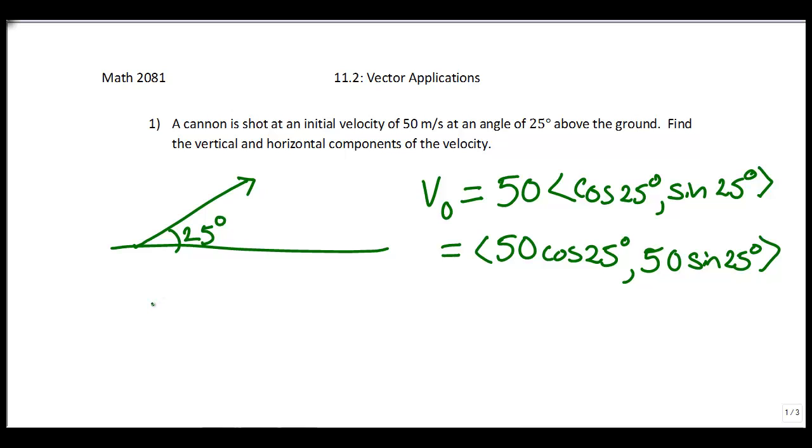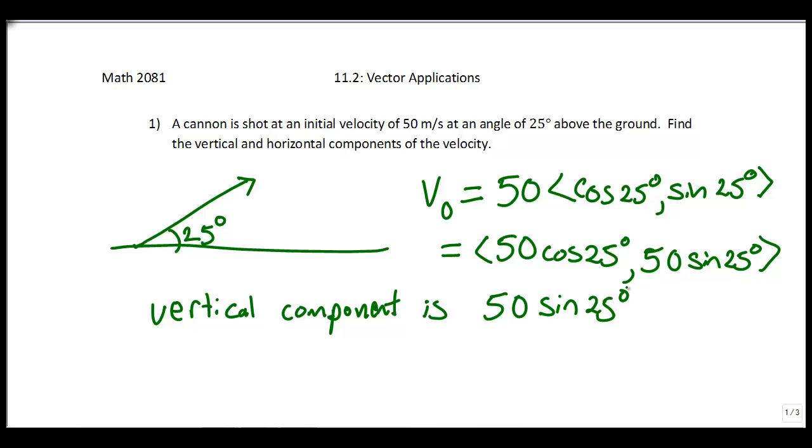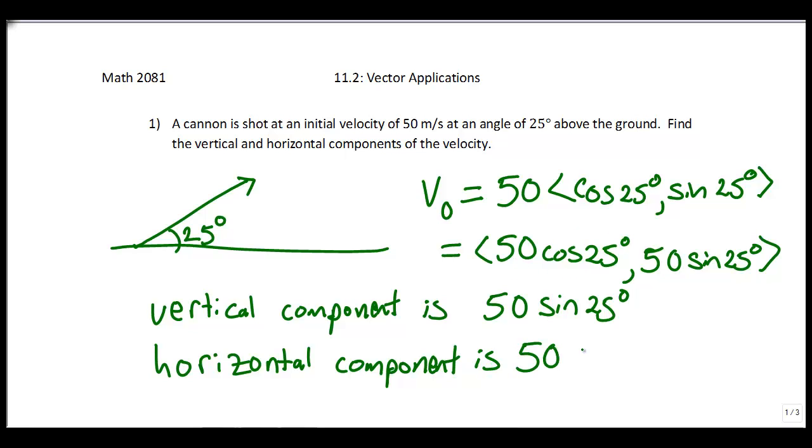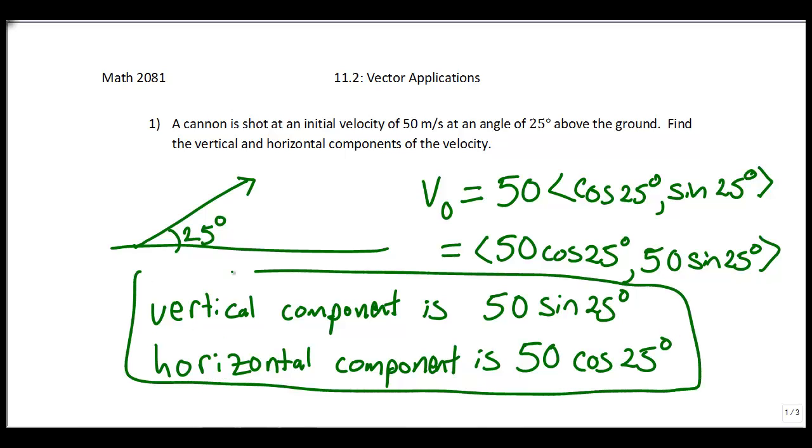So our vertical was asked for first. The vertical component is the y coordinate here, that's the 50 sine 25 degrees, and you could work that out to some decimal as well. The horizontal component is the x coordinate of this vector, that's the 50 cosine 25 degrees. There are our two components.